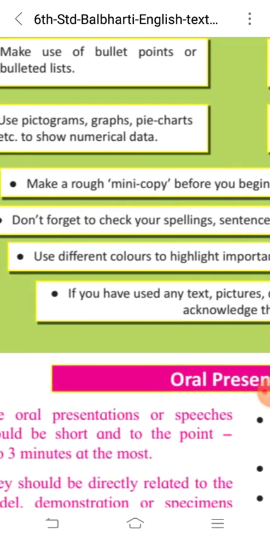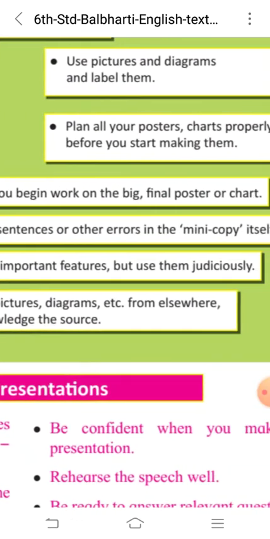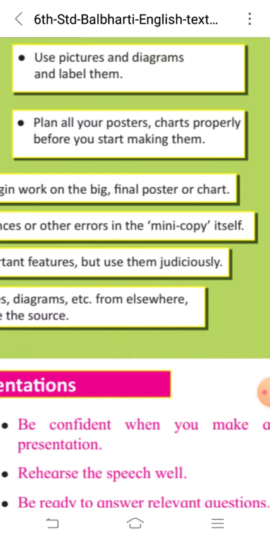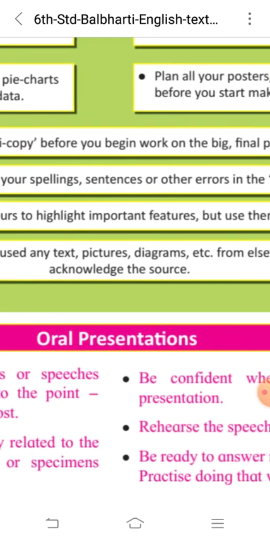Then it is always good to use different colors to highlight certain points and features, but use them judiciously. Judiciously means wisely. Don't use too much, so that everything looks colorful and nothing comes out highlighted. Whenever you are doing it, highlight certain main points only or keywords. Whenever you highlight, it is understood. Don't write everything in color. So use it judiciously.